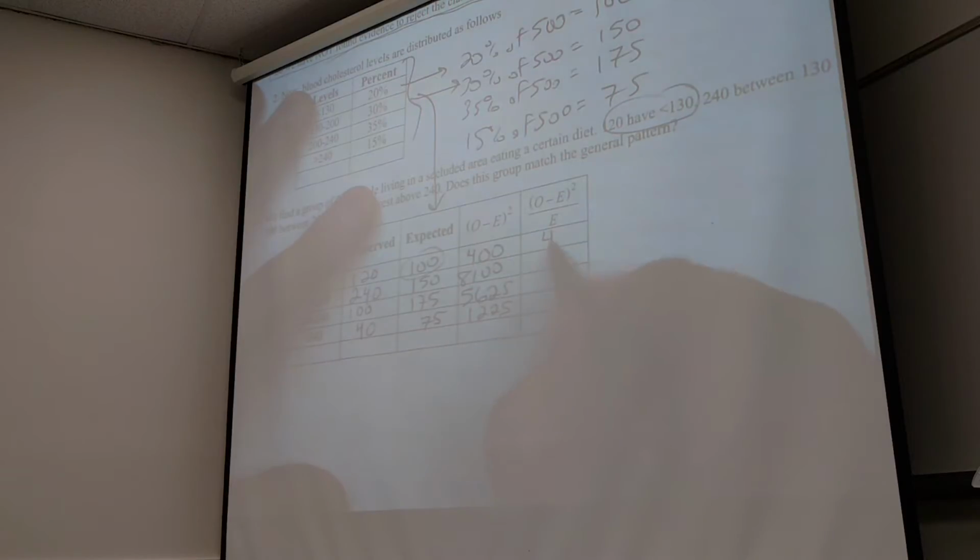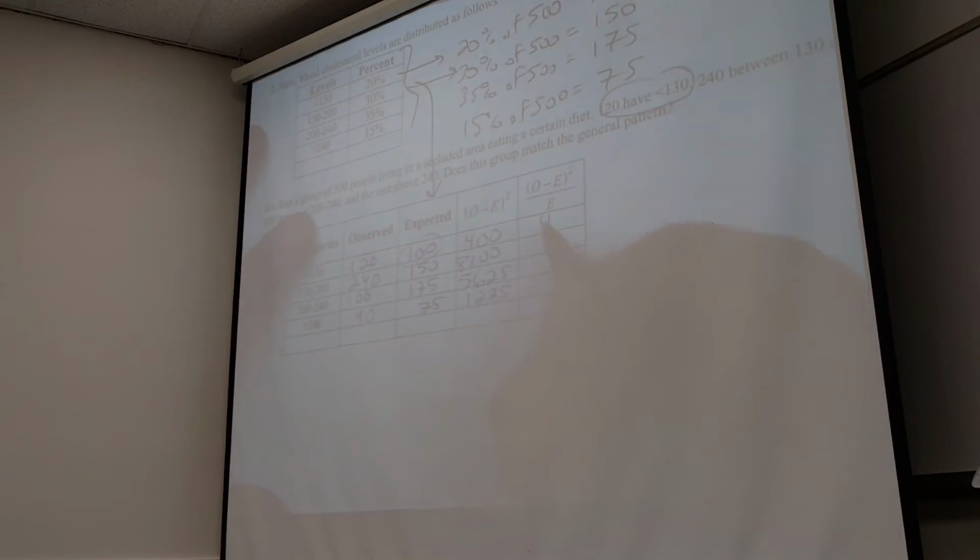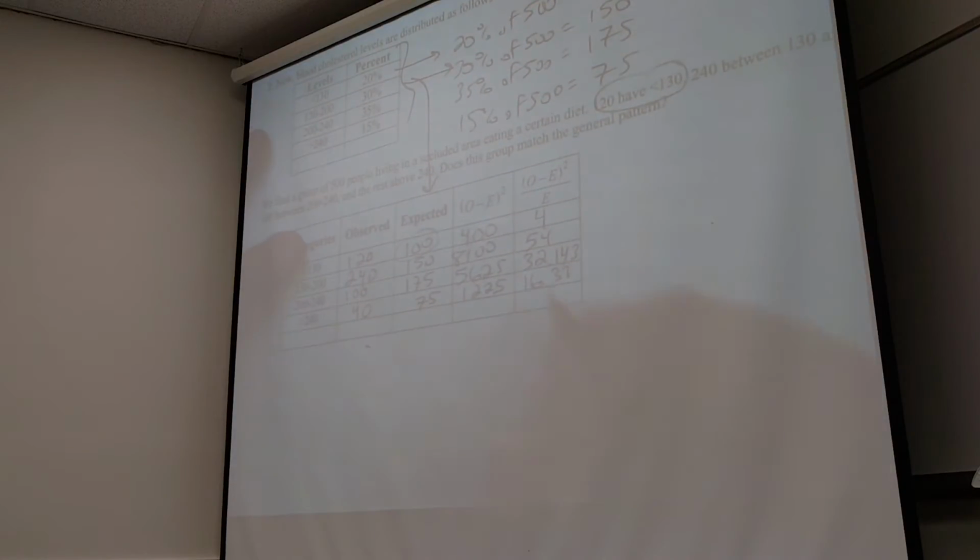So this first one's easy. That's 54. The next one's 54? Yes. 32.143. The next is also 32.143. Then 16.33. Does everybody see where those numbers are coming from? Did you guys get those numbers?